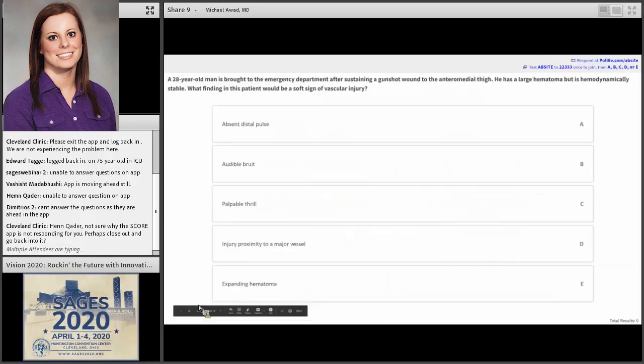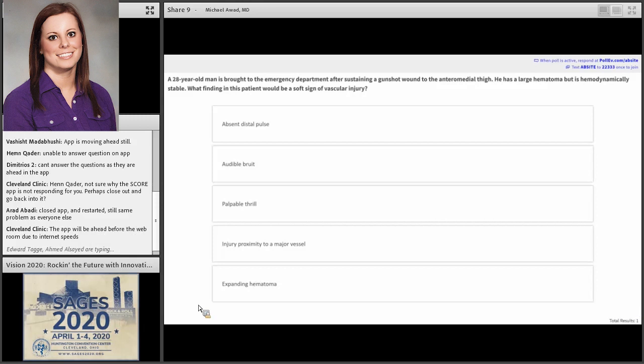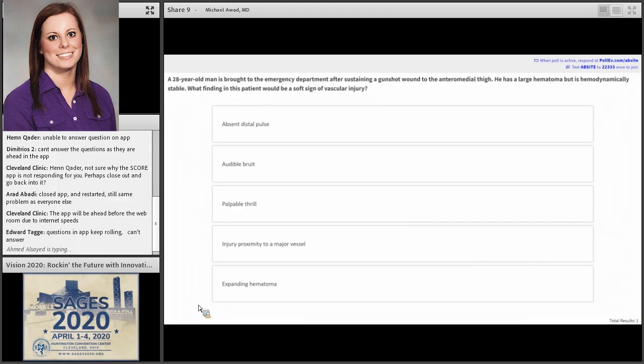So we have one more question about signs of vascular injury. A 28-year-old man is brought to the emergency department after sustaining a gunshot wound to the anterior medial thigh. He has a large hematoma but is hemodynamically stable. What finding in this patient would be a soft sign of vascular injury? A, absent distal pulse, B, audible bruit, C, palpable thrill, D, injury proximity to a major vessel, or E, expanding hematoma.